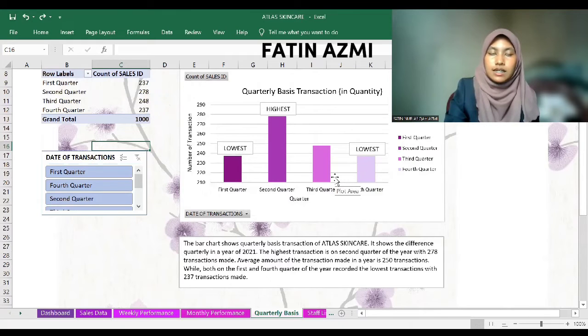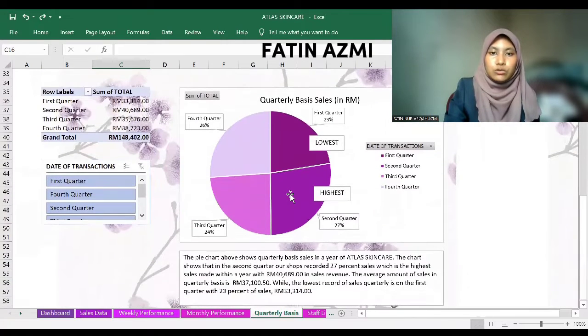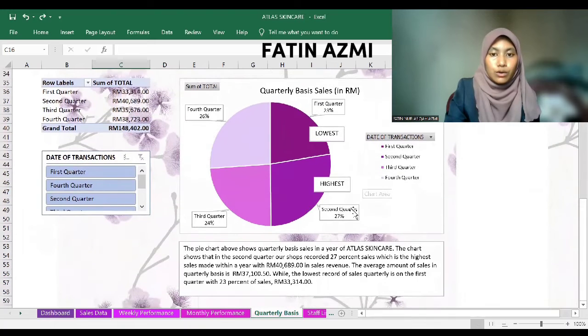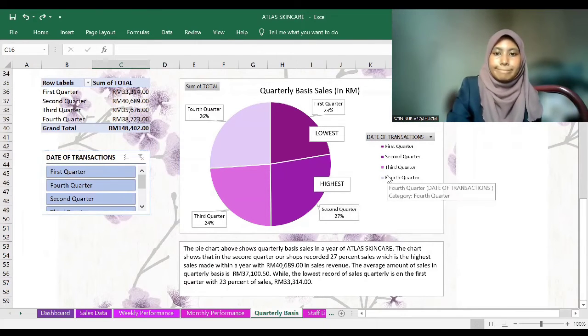This happened because the peak time, which is Mother's Day, happened to be on the 9th of May, which is in the second quarter of the year. This also correlates with the quarterly basis sales, which also in the second quarter of the year happened to be the highest total sales, while the lowest is in the first quarter of the year with 23% of sales.